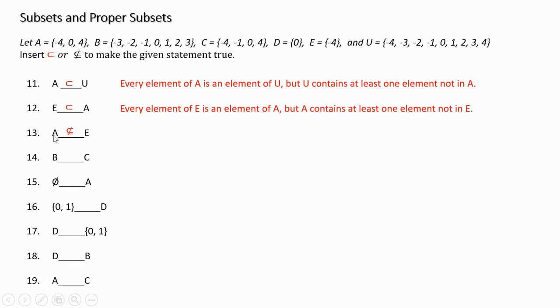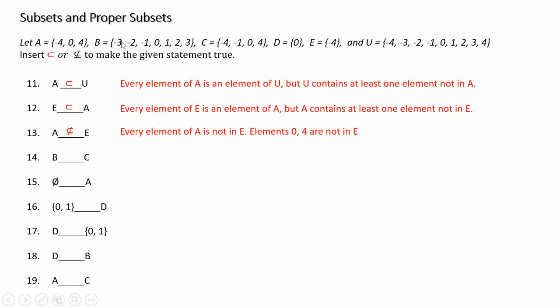So for 13, if we reverse it, we put A in E. Let me go back one. Right, we put A in E. So every element in A, is it in E? No, right? So it's got to be number 2 here, which is not a subset. Okay, and again, there's the reason behind it. Every element of A is not in E. Elements 0 and 4 are not in E. Okay.